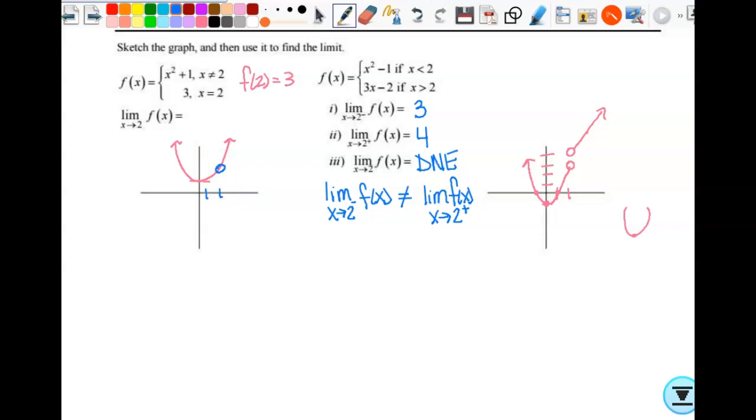So how do I figure out what the limit is as x approaches 2? Can I substitute it into here? Yeah, because that's this point, right? And that value is actually 3, but when I substitute 2 into here, what do I get? 5.